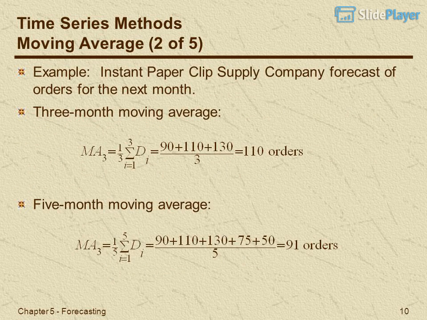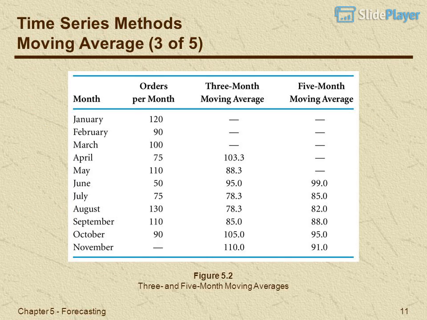Moving average, 2 of 5. Example: Instant Paperclip Supply Company forecast of orders for the next month. 3-month moving average. 5-month moving average.